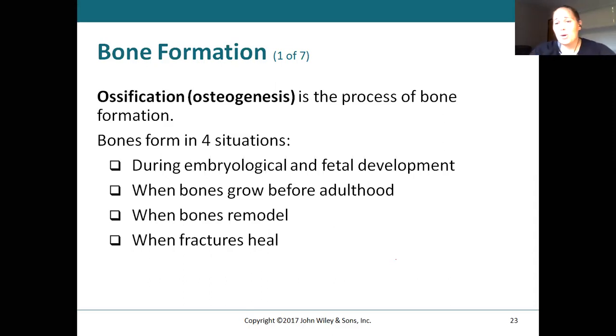It forms in 4 different situations. These situations should not be surprising to you. This should hopefully be a little mental break, because you should think in your mind, when would bone be forming? Bone would be forming during fetal development, when a new human is being formed. 2, bones are going to be growing before adulthood. So bone growth occurs all throughout childhood and can cease anywhere between 14 and 25 years of age. You've got bones continuing to grow until the point when bones remodel. So bone remodeling is constantly occurring. Again, we talked about that a little bit earlier. And then when fractures heal.